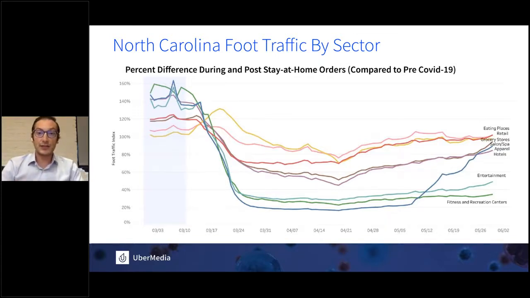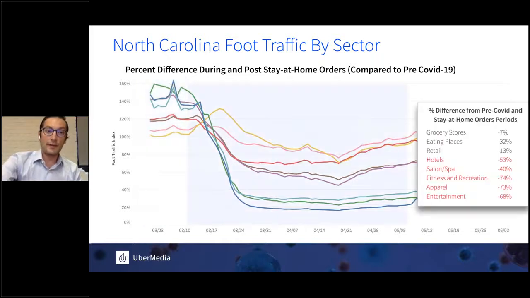So going into more of the specifics on a sector by sector level. So these are various sectors: restaurants, retail, grocery stores, salons or spas. Some of these, as you can see in the pre-COVID to post-COVID transition there, they kind of fell off a cliff, rightfully so, just as we saw on the last slide. And a lot of these stayed closed, obviously, especially fitness and recreation, apparel, all these places stayed closed. Grocery stores, visitations down a little bit.